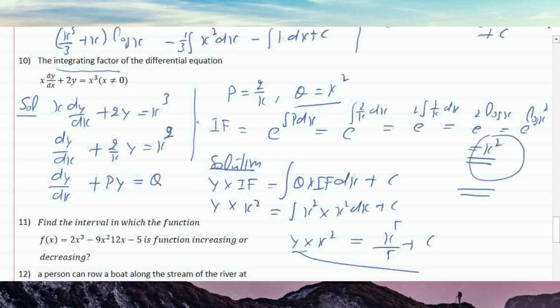So I hope now I have done a few questions of commercial mathematics, children. So I think you have understood it.